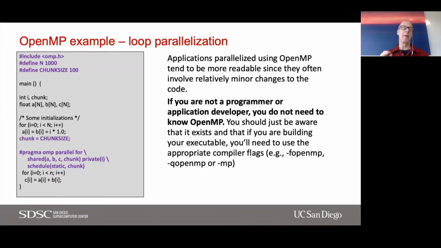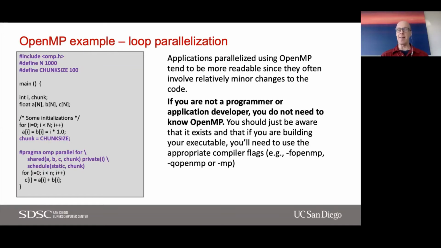Code that's been parallelized using OpenMP could still be a little dense, but it tends to be much more readable since the changes are often minor relative to the original code. Just like MPI, if you are not a programmer or an application developer, you do not need to know OpenMP. You just need to be aware that it exists. And if you are building your executable, if you're taking somebody else's source code and creating an executable, you'll just need to know to use the appropriate compiler flags.